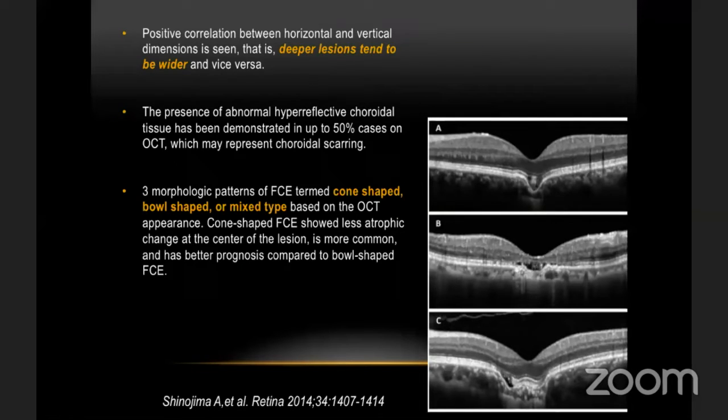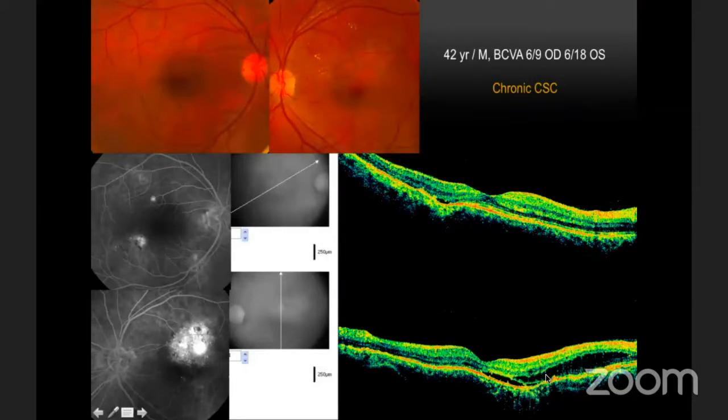Now, deeper lesions tend to be wider, and it has been shown that abnormal hyperreflective choroidal tissue can be present in about 50% cases, which may represent scarring. Now, 3 morphological patterns have been described: the cone-shaped, the bowl-shaped, or the mixed type, in addition to conforming and non-conforming. So here are some clinical examples of FCE.